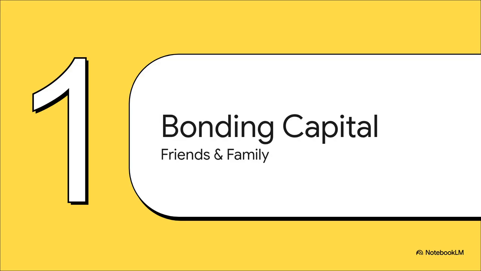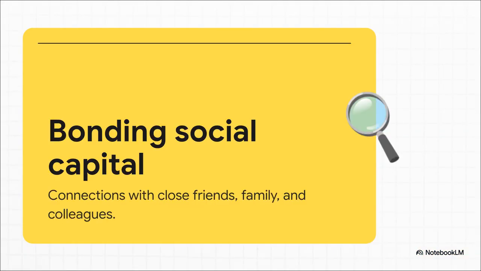Section 1. Building Bonding Social Capital. Now, what's really interesting about this slide is how the curriculum takes a micro to macro approach to build this architecture. It starts right in the child's most intimate environment with what sociologists call bonding social capital. Now, for academics, that refers to tight-knit connections with close friends, family, and colleagues, the people who provide emotional support and a sense of identity.